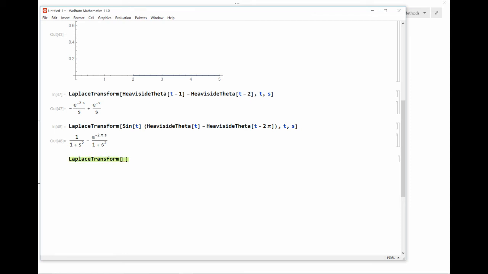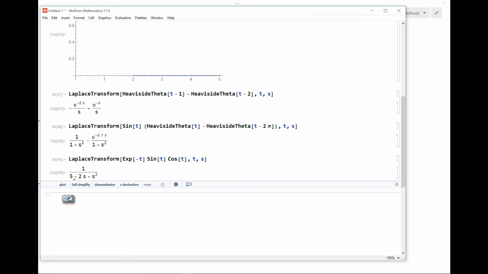Last example that we did was exponential function of minus t times sine of t times cosine of t. Simple. Notice that Mathematica has this peculiar tendency to put the constants first and then the s and then the s squared terms. Well, that's how Mathematica functions, and you're just going to accept it. That's how it's going to give you the output.